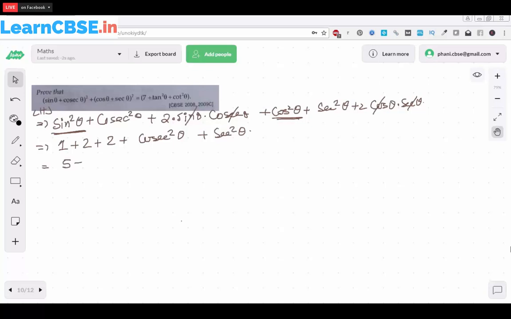So cosec squared theta and sec squared theta, we need to convert them into tan and cot. So cosec squared theta can be written as 1 plus cot squared theta, and sec squared theta as 1 plus tan squared theta. So 1 plus 2 plus 2 plus 1 plus 1 gives you 7. So it's 7 plus tan squared theta plus cot squared theta. So that will be even the right hand side given. So it's proved.